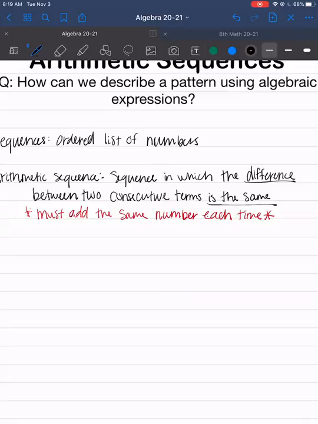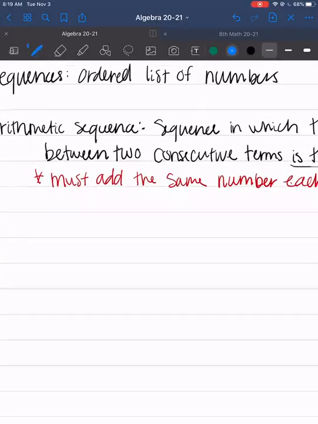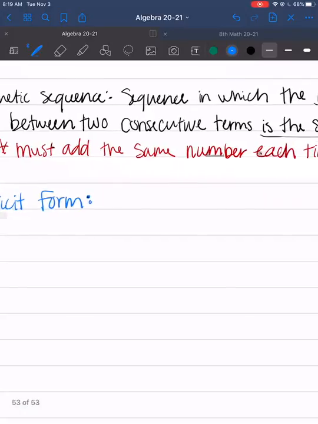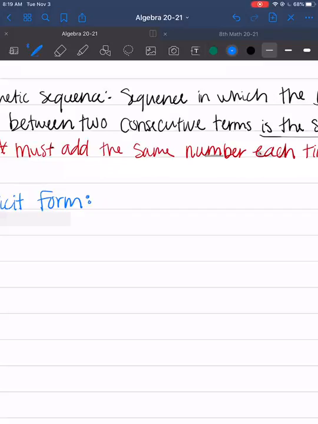And we have two forms of sequences. We have an explicit form. Our explicit form is A sub n. A sub n, that's kind of just a label. That's saying my value at the nth term equals A1 plus parentheses n minus 1.